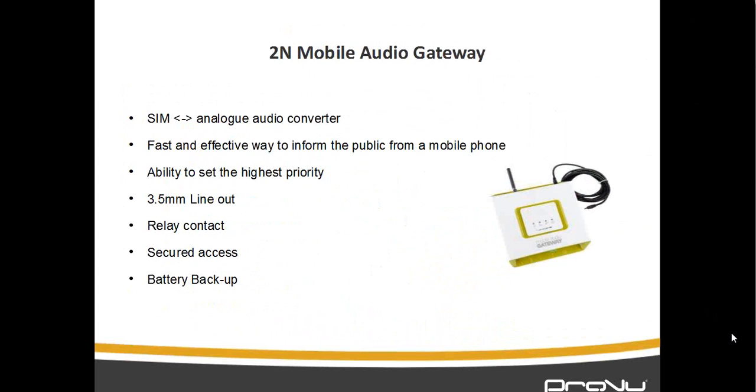And finally, the 2N mobile audio gateway. This is quite unique in what it does really. This is basically a SIM-based audio gateway. So what you basically do is put a SIM card inside it, connect it to an amplifier, possibly a speaker, or any legacy audio system. And what it does is you dial that mobile number, and it auto-answers the call, and it allows you to page.